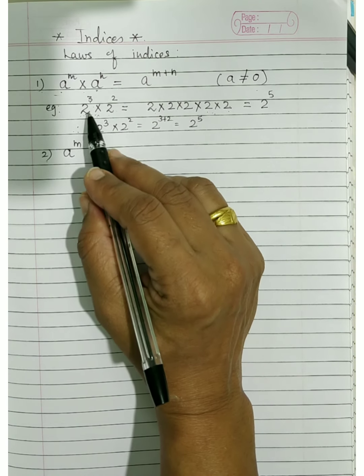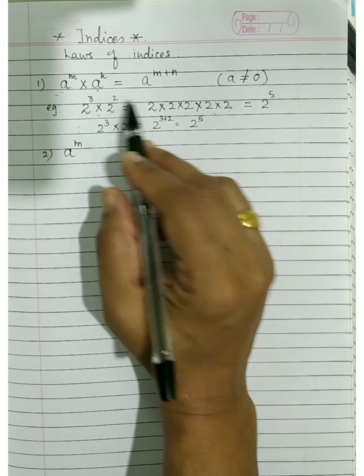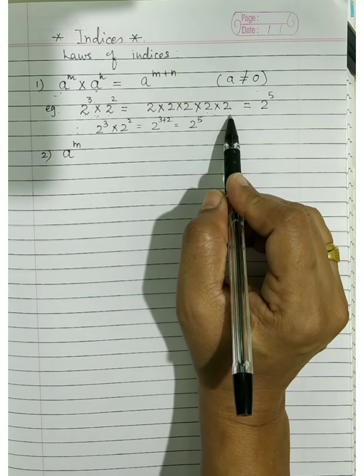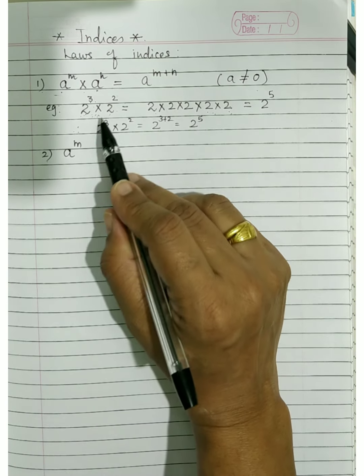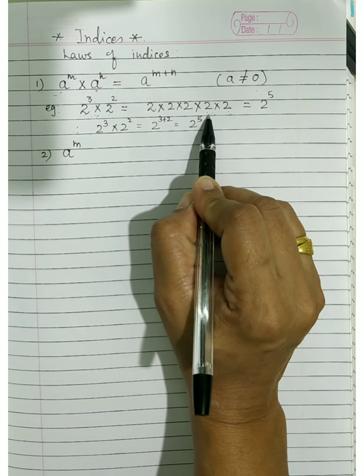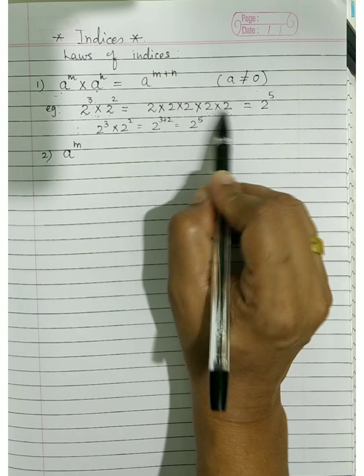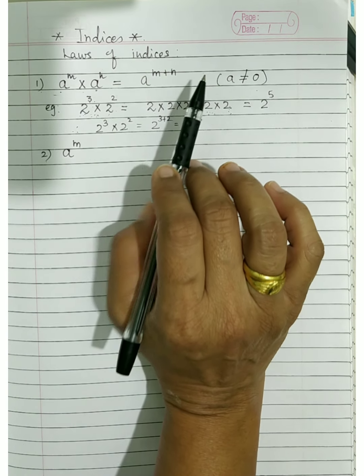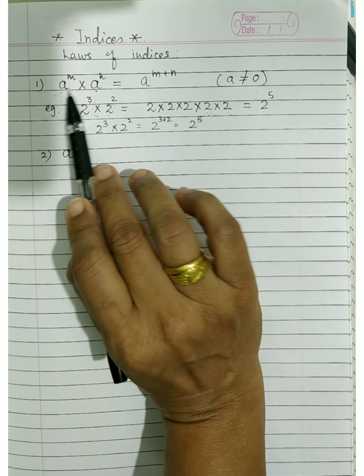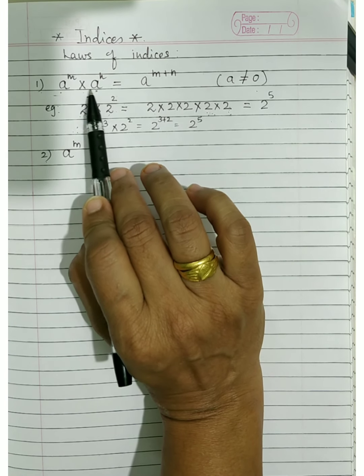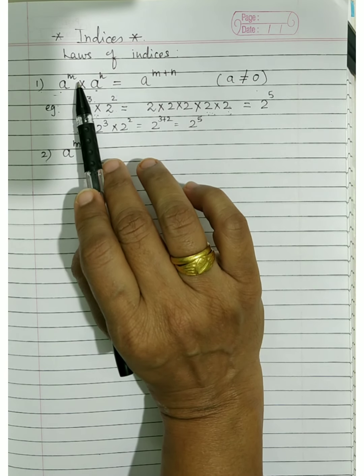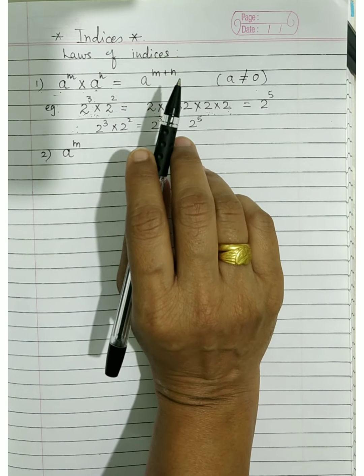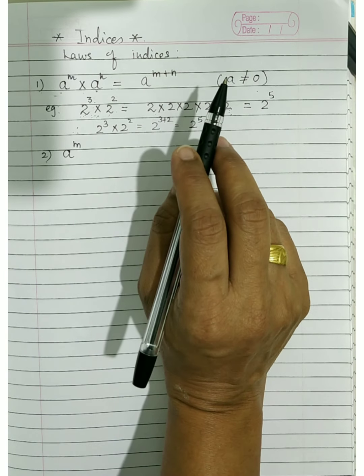Normally, if you take 2 raised to 3 and 4 raised to 2, then 4 also will be converted into 2s. If you take 2 raised to 3 into 5 raised to 2, then here you will have 5 into 5. So you cannot do any kind of addition and the law will not work. So what is the law? The numbers with the same bases should be same, the operation is multiplication, then the indices will get added. So remember the conditions there, whatever are used.